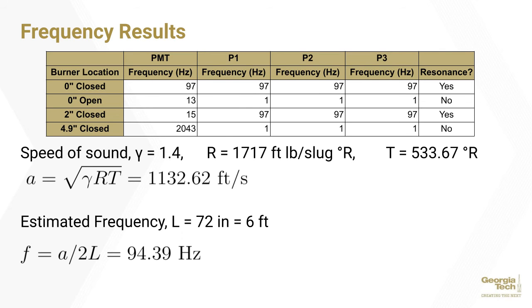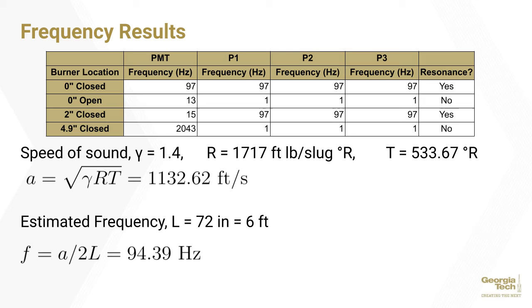Here are the frequency results. If there is resonance within the tube, the peak frequency is measured to be 97 Hz. Otherwise, if there is no resonance, there is no peak frequency, and the frequency is reported as 1 Hz. Therefore, the presence of peak frequency is a reliable way to determine the presence of resonance if there is a good estimate of peak frequency.